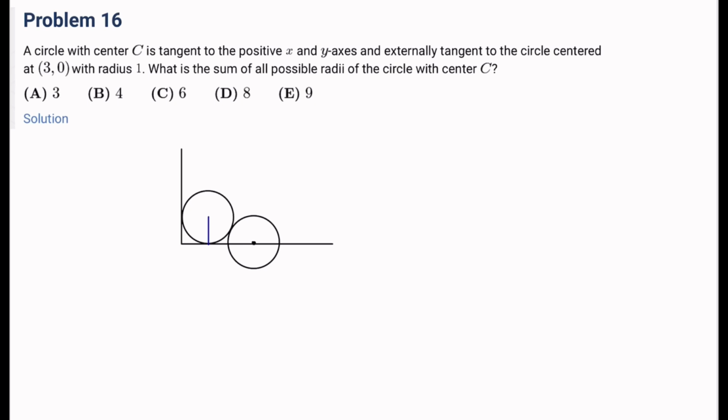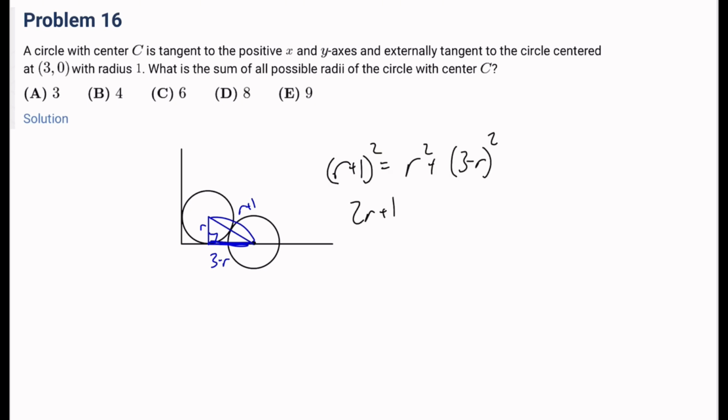And so if we make this right triangle, let's say the radius is r, if this is r and this is r plus 1, since this much is 1 and this much is r, and since this whole thing is 3 and this is r, that means this much is 3 minus r, right? And since this is a right triangle, if we use the Pythagorean theorem, we get that (r plus 1) squared equals r squared plus (3 minus r) squared.